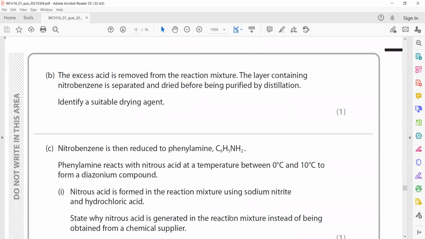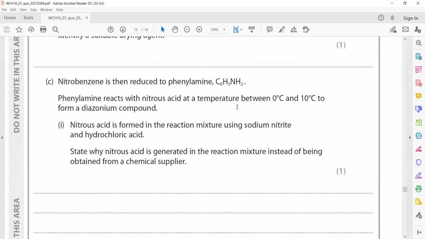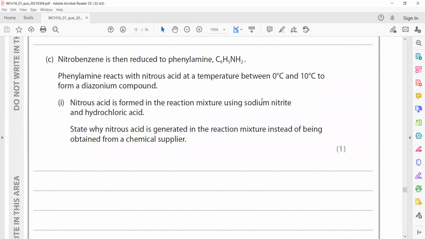Identify a suitable drying agent. As a drying agent, as you have studied in AS chemistry unit 3, we can use anhydrous sodium sulfate. Nitrobenzene is then reduced to phenylamine. Phenylamine reacts with nitrous acid at a temperature between 0 and 10.